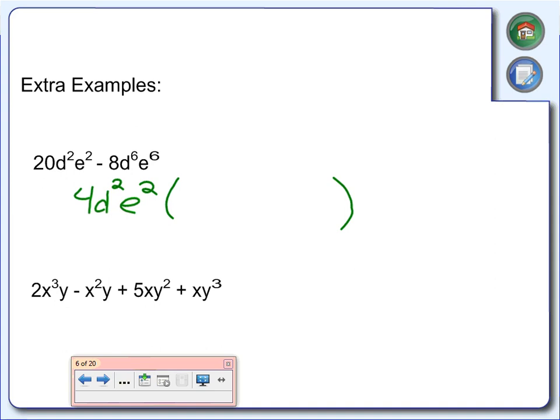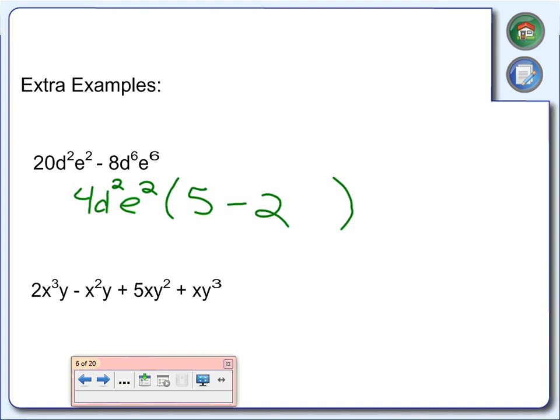So, help me out. 4 times what will give me back that 20 right there? 5. Notice we've already got the d squared. That's taken care of. Same thing for the e squared. It's already taken care of. So I don't need any letters on the 5. Fine the way it is. Now I'm going to move on to the next thing. Negative 8 d to the 6 e to the 6. 4 times what will give me that negative 8 right there? Negative 2.